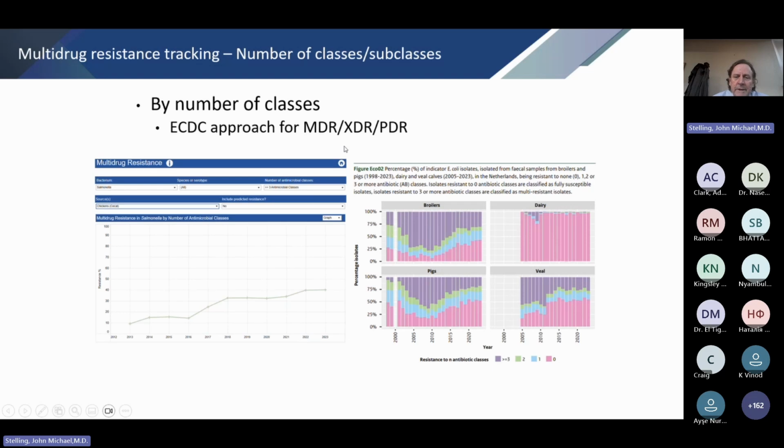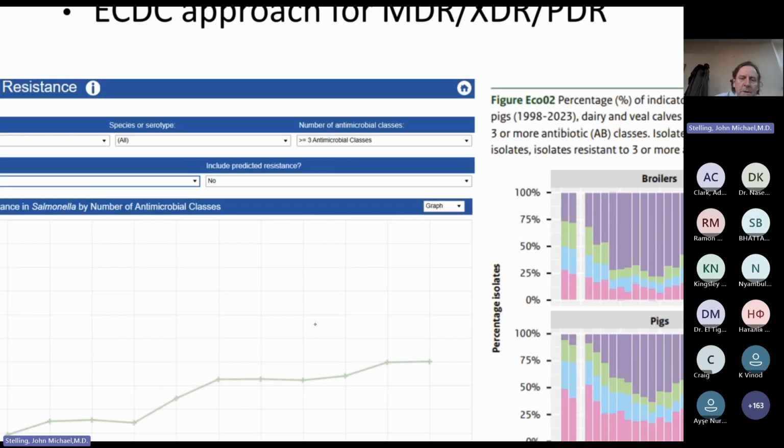Top left is the ECDC 2012 publication. I'm a co-author of that. I did the data analyses for it, where we propose definitions for multi-drug resistance, extensively drug-resistant bacteria, and pan-drug resistant. And let's see if I can zoom in on this.